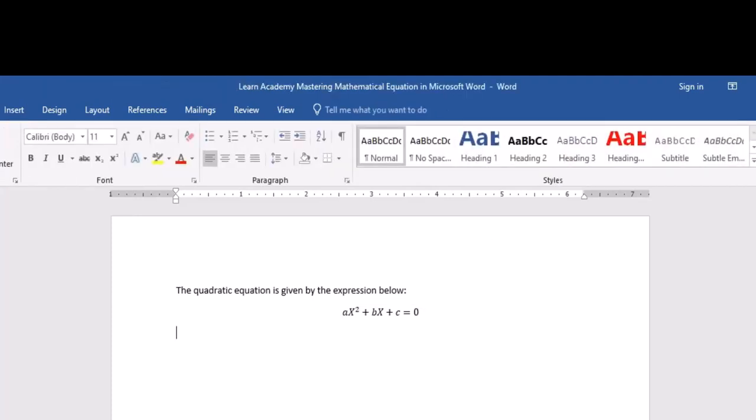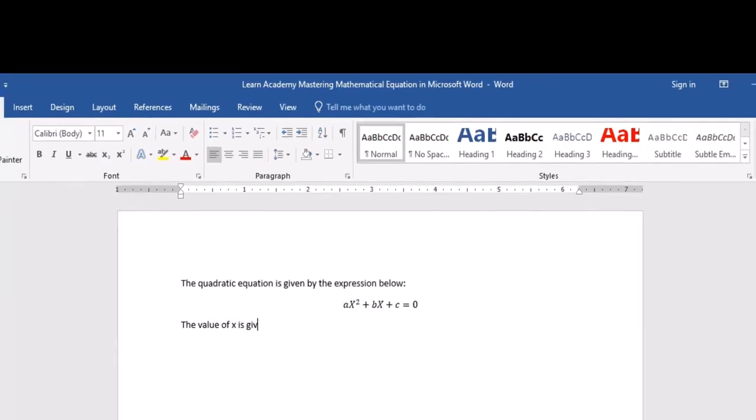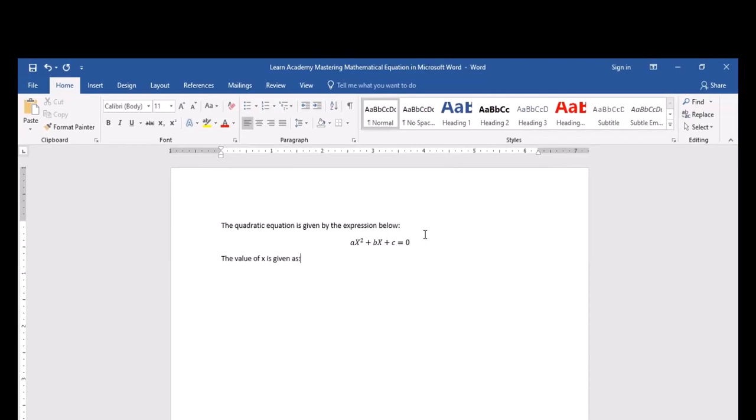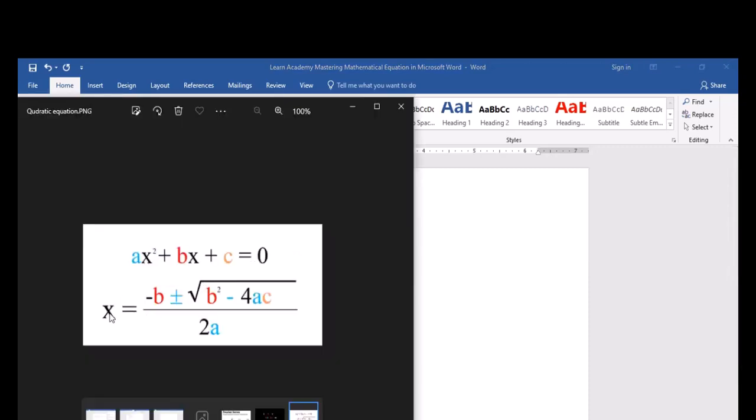Having said that, how do we get the value of x? The value of x is given as, so I haven't done the necessary proving. This video is not about proving it, but we want to type the next equation here, x equals this. You can see that the formula is a bit more complex than the basic one that we just typed. So we have x equals all this numerator expression over 2a.